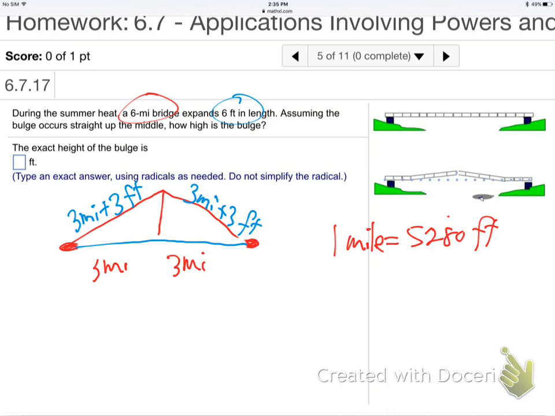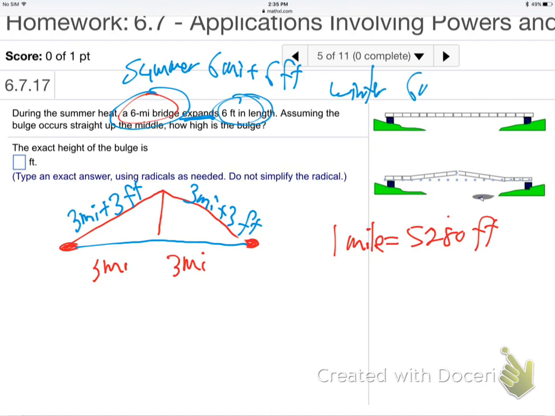Can you explain that again, please? So yeah, I'm trying to make the red part up here a total of 6 miles, 6 feet. Because remember, the 6-mile bridge expands 6 feet, gets 6 feet longer. So in the summer, the bridge goes from 6 miles to 6 miles plus 6 feet. It grows 6 feet. In the winter, the bridge is just 6 miles. So they built it in the winter, and it's 6 miles from point A to point B.